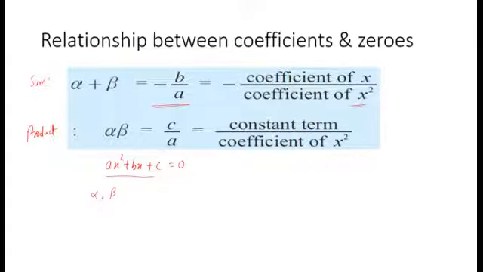Also, if I want the product of the zeros, in that condition I can take the constant term and also the coefficient of x squared, which is a. So the sum is minus b upon a and the product of the zeros is c upon a. So in this manner, we can find the relationship between the coefficients and the zeros.